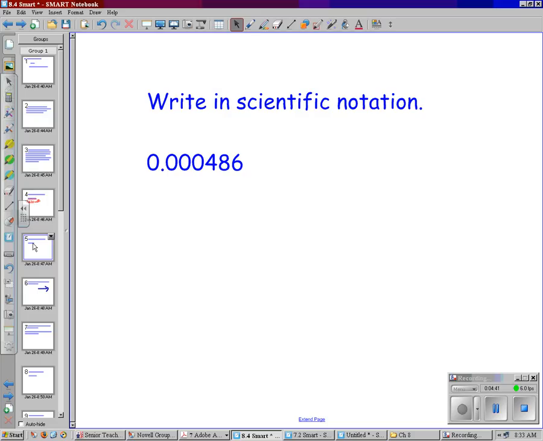Would you write this in scientific notation? That's some knowledge some of you probably came in with, which is wonderful to have. Write this in scientific notation and describe to us how you did that, please. What do you say, Luke? Like the answer? Tell me about the answer, yes. It's 4.86 times 10 to the negative fourth.